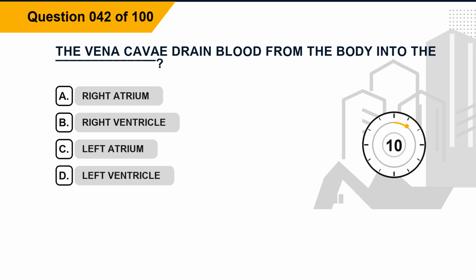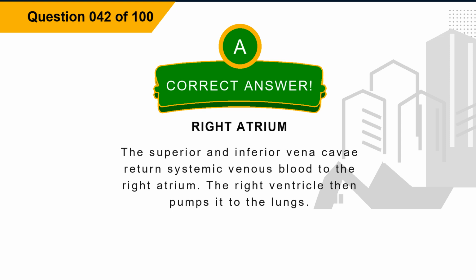Question 42. The vena cava drain blood from the body into the blank? Option A, right atrium. Option B, right ventricle. Option C, left atrium. Option D, left ventricle. The correct answer is option A, right atrium. Explanation. The superior and inferior vena cava return systemic venous blood to the right atrium. The right ventricle then pumps it to the lungs.